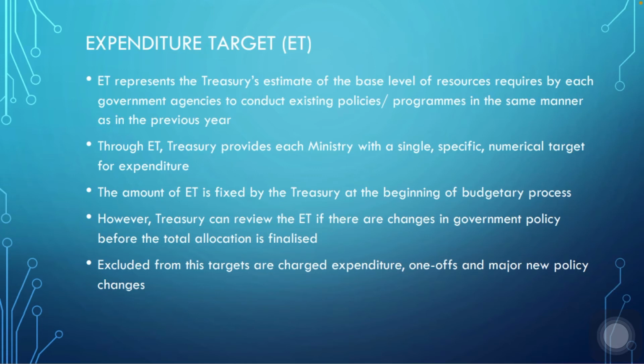So ministry ni kita refer lah kepada AJK. Contoh you ada Kementerian Pendidikan, you ada Kementerian Belia dan Sukan, Menteri Kerja Raya, Menteri Pengangkutan, Menteri Sumber Manusia, and so on and so forth. So MOF dia akan provide this each ministry with a single specific numerical target for expenditure. So dia akan bagilah satu kertas kan. So dalam satu kertas tu each ministry akan dapat.